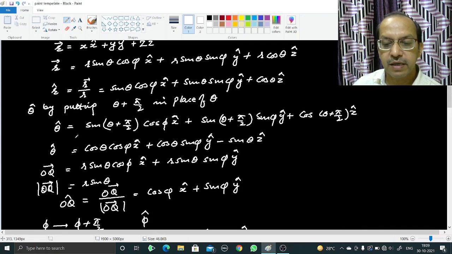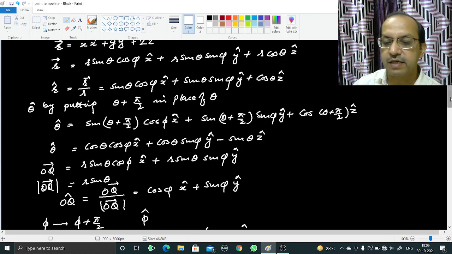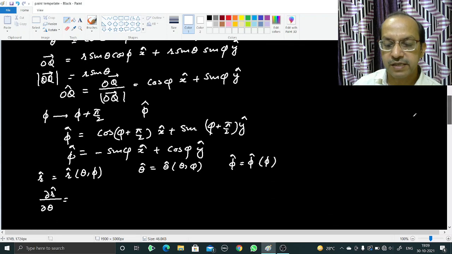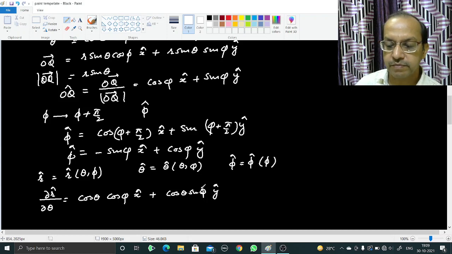Del r cap, del theta. Del r cap, del theta is cos theta here. It is sine theta here. So sine theta will be converted to cos theta, and cos theta will be converted to sine theta. So it will be cos theta cos phi x cap plus cos theta sine phi y cap minus sine theta z cap.